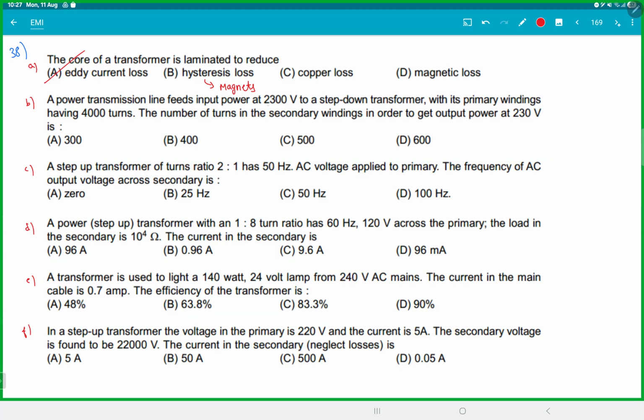Power transmission, input voltage 2300 volts, output is 230. So V1 by V2 is equal to N1 by N2. So 10:1 ratio, 4000 to 400. बस वही करना था, 2 formula और कुछ नहीं है. Frequency doesn't change. If you're sending sine omega t and if you differentiate, you get cos omega t. Omega doesn't change. What changes is the magnitudes.